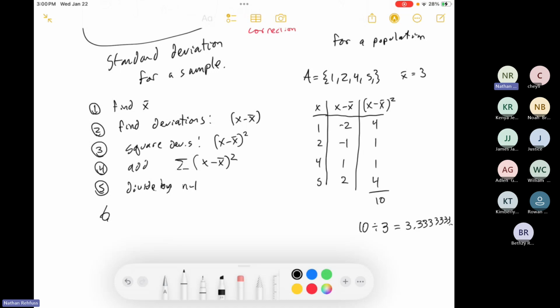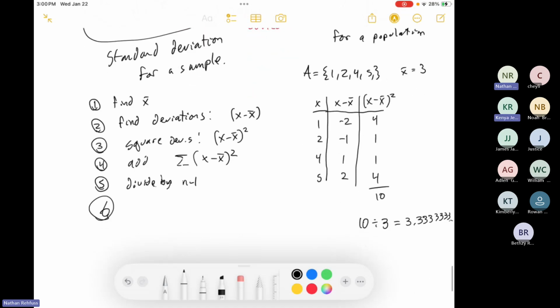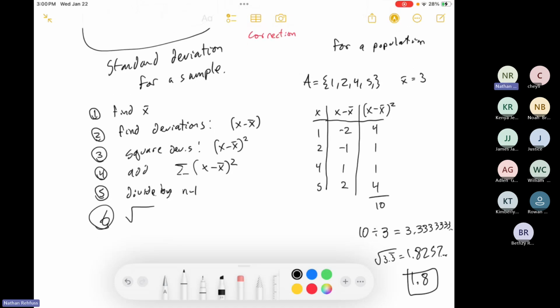And step 6, looking at our formula, after we divide, we just need to take the square root. On my computer, I'll take the square root of 3.333333333, and I got 1.8257. But we'll round that to 1 decimal place by the rounding rule. Okay. For the set A, our standard deviation is 1.8.